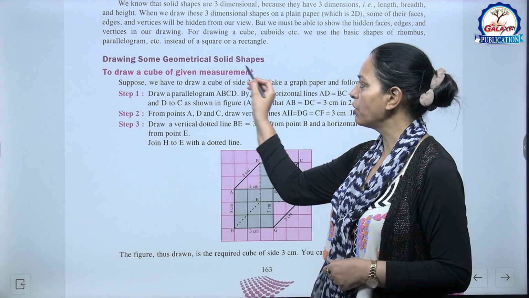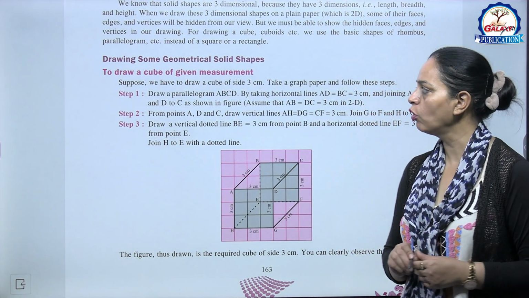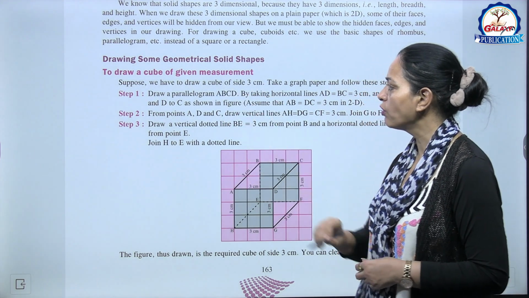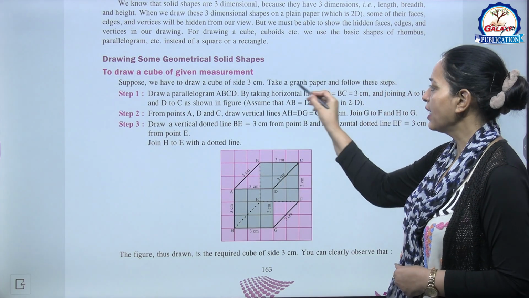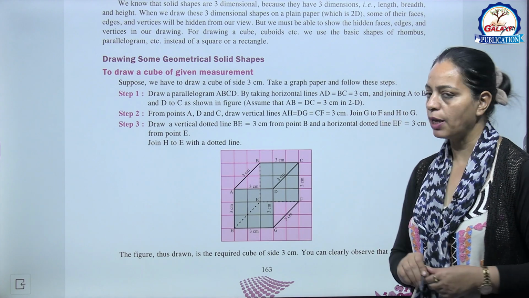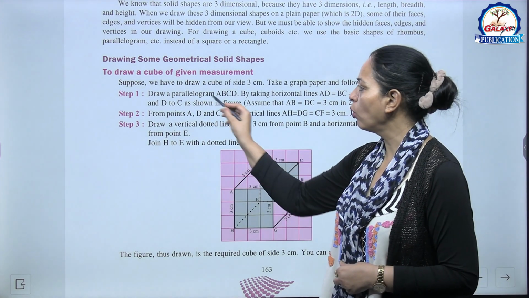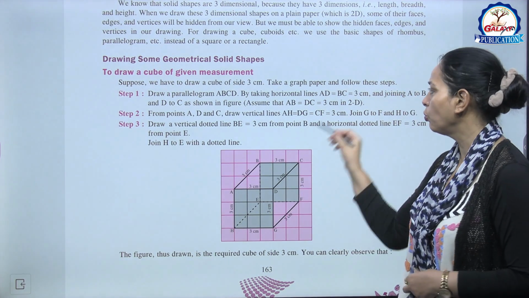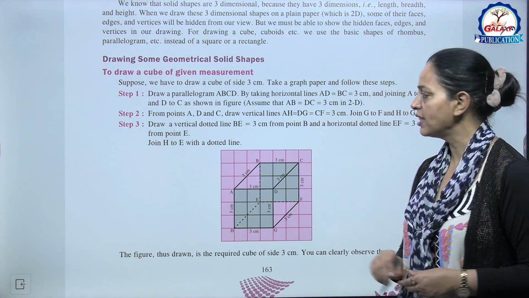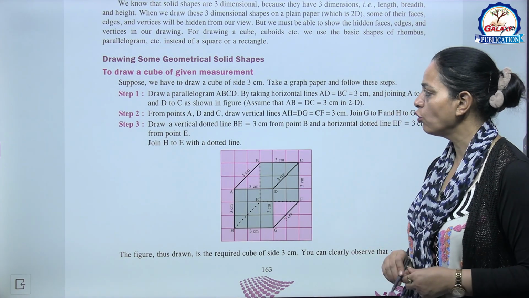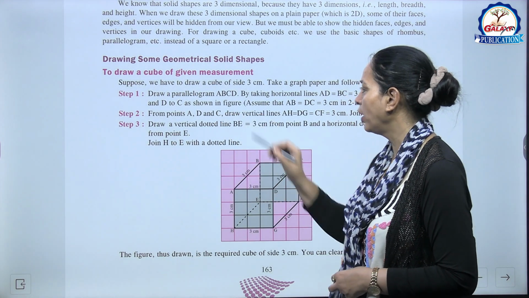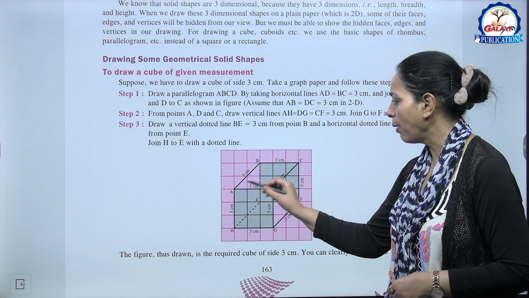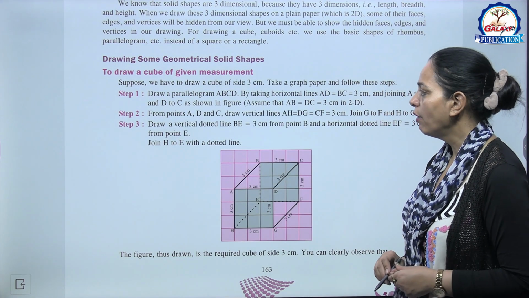So, drawing some geometrical solid shapes. To draw a cube of given measurement, suppose we have to draw a cube of side 3 cm. Take a graph paper and follow these steps. Step 1: Draw a parallelogram ABCD by taking horizontal line AD equal to BC equal to 3 cm and joining A to B and D to C as shown in the figure. So here we can draw a parallelogram like this, ABCD, right?